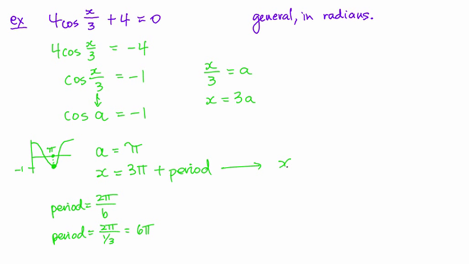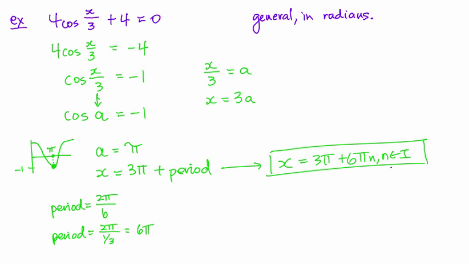which means that my final answer is 3 pi plus 6 pi n, where n is an integer. So I have my first solution, and then I add my period or subtract my period n times.